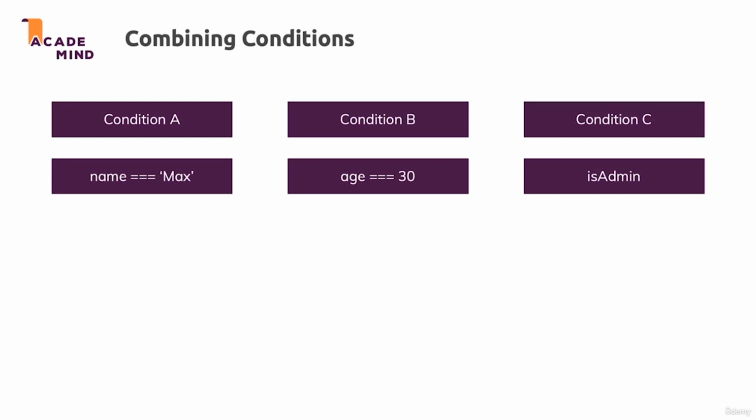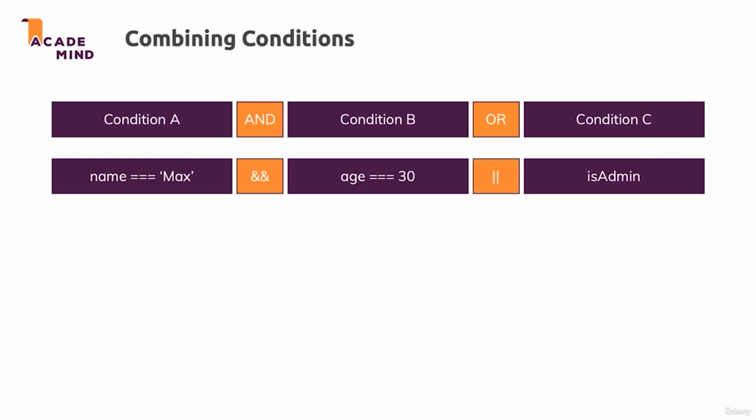Now maybe you want to combine these conditions. Maybe you want to say, if condition A is met and B is met, then I want to execute the code. Alternatively, if the user is an admin, I don't care about A and B, so I always want to execute some code if isAdmin is true. So then you could say A and B should be met together, hence the AND, or condition C is met, and translated into code that you can write in JavaScript, AND is represented with the double ampersand operator, OR is represented by the double pipe operator.